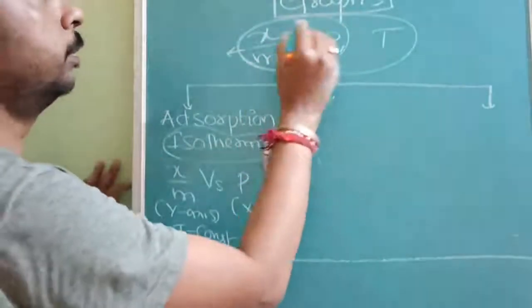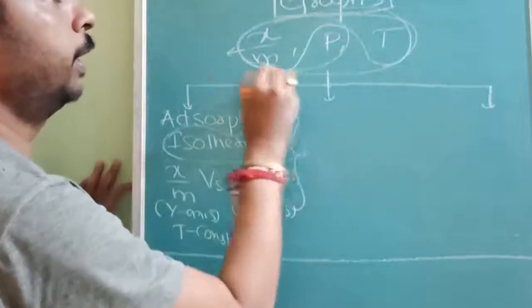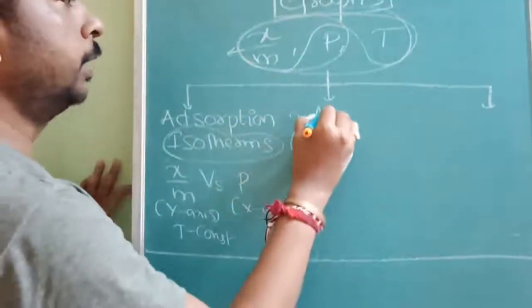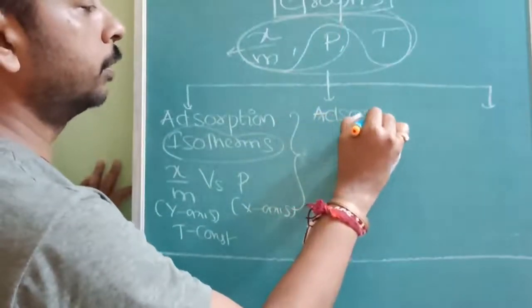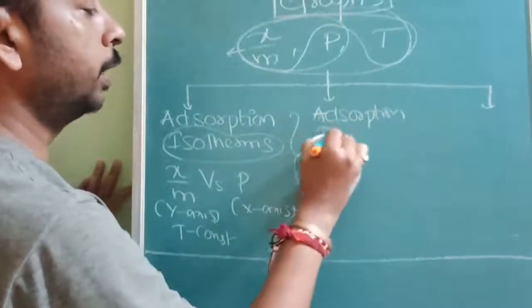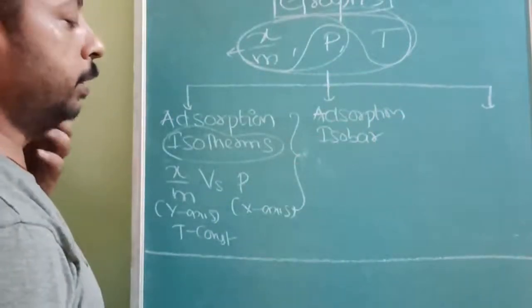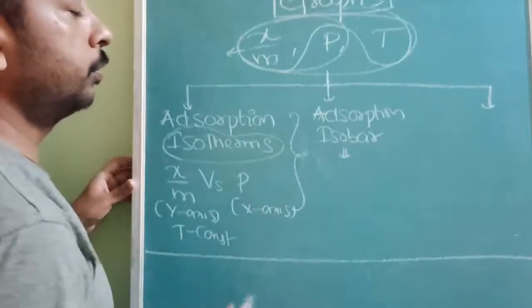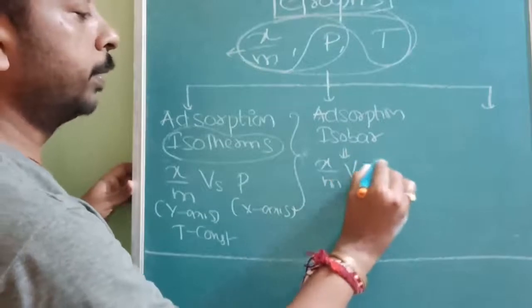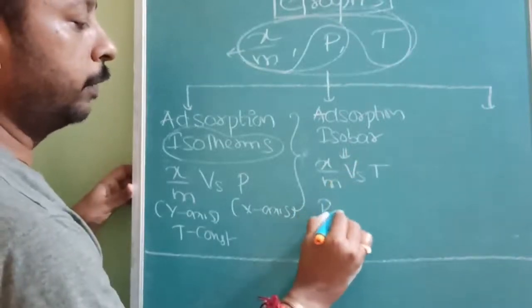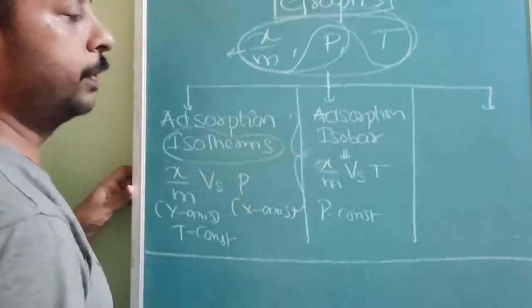Then what is the other possibility? There can be a graph between x upon m and T. Then at that time pressure is constant. Therefore these graphs are called adsorption isobars. Iso means constant, bar means pressure. So pressure is constant when x upon m versus temperature is plotted. Two types of graph, is it understood?